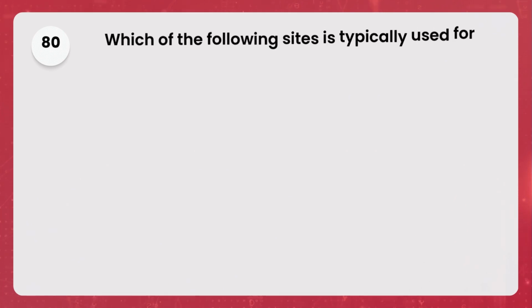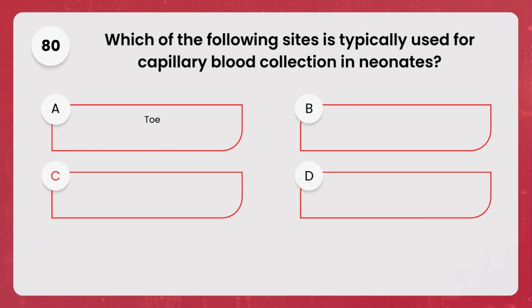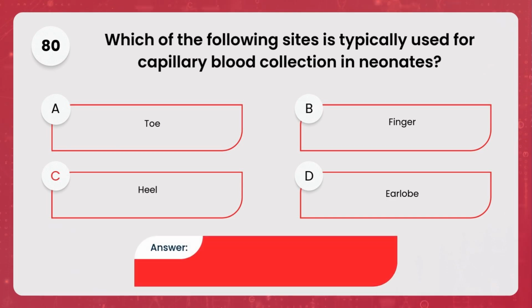Number 80. Which of the following sites is typically used for capillary blood collection in neonates? A. Toe. B. Finger. C. Heel. Or D. Earlobe. The answer is C.